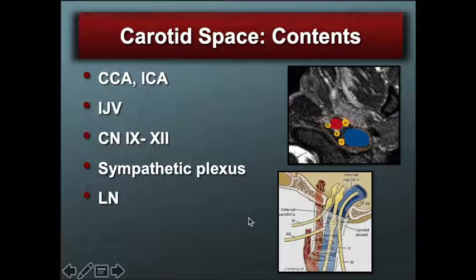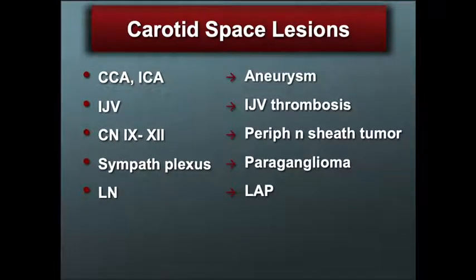As mentioned previously, sympathetic plexus and lymph nodes, although they are outside of the carotid sheath, they are in the carotid space. Of course, the lesions of the space will be related to those contents, and you'll see related lesions. However, the most frequent ones will be the peripheral nerve sheath tumors and the paragangliomas. Let's start with the paragangliomas.